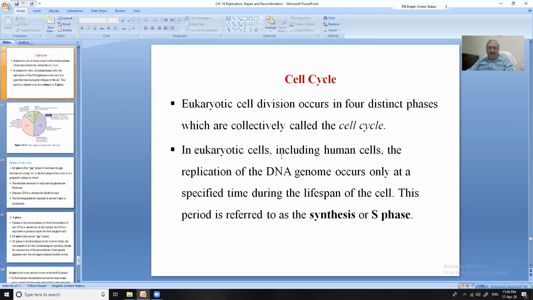In a eukaryotic cell, including the human cell, the replication of the DNA genome occurs only at a specified time during the lifespan of the cell. This period is referred to as the synthesis or S phase. I repeat it: in a eukaryotic cell, including the human cell, the replication of the DNA genome. Genome is a group of genes. Replication of the DNA genome occurs only at a specific time during the lifespan of the cell. This period is referred to as synthesis or S phase.